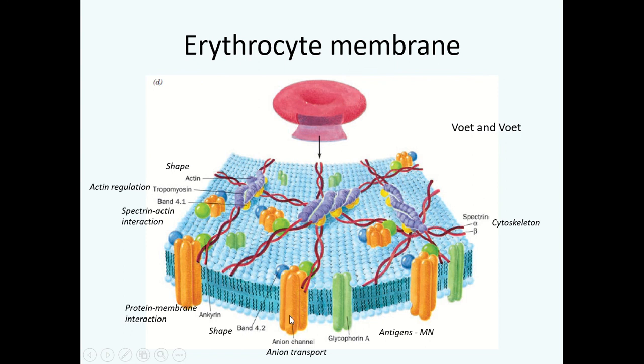Again, coming to this figure, the anion channel is represented here. This is important for the transport of anions, and this transport of anions is very important with respect to the function of the red blood cells to transport carbon dioxide. So the anion channel is important for regulating the pH and the electrical neutrality of the erythrocytes.